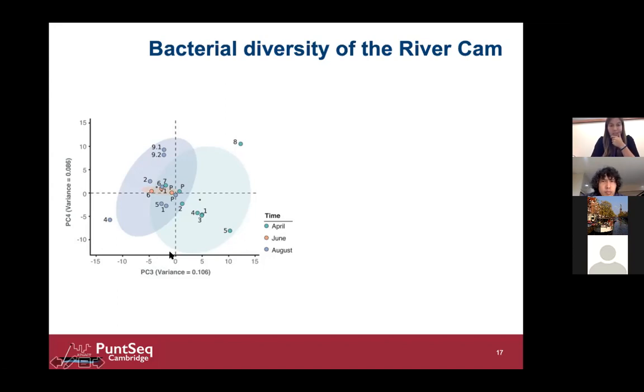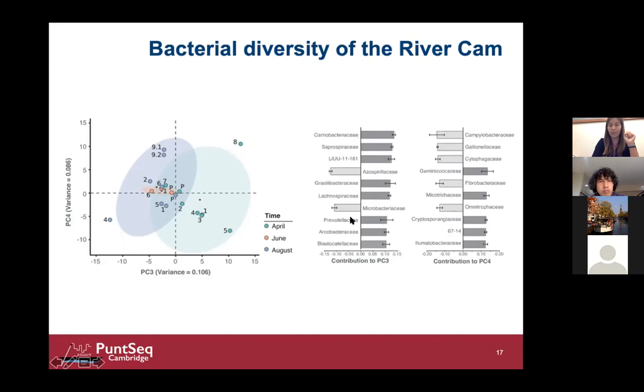And that structure on PC3 here is a slightly temporal one, with the April samples clustering over here in the positive range of the principal component, and the June and the August samples clustering over here. So we have basically the spring month and the 2 summer months over here. So what we can do is see which bacterial families contribute most to this variation that is captured by the principal components.